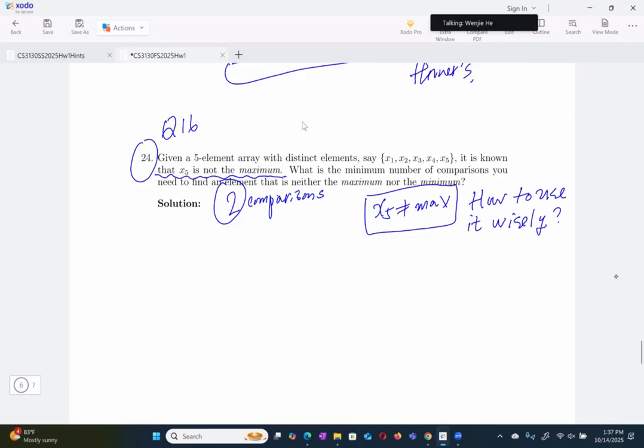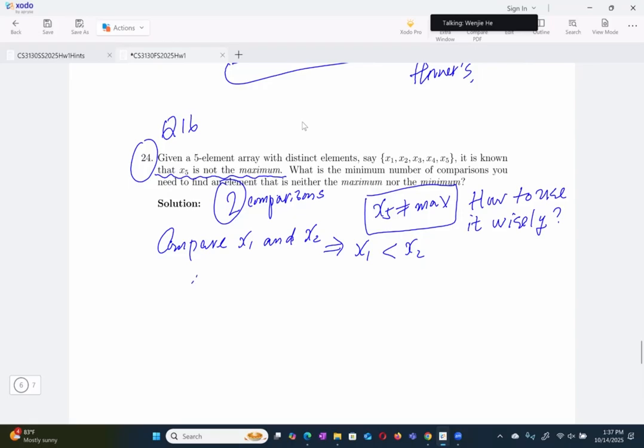That's the understanding. You cannot get the most out of it. All right, so our first condition, compare x1 and x2. And we can assume x1 is less than x2 without loss of generality, right?